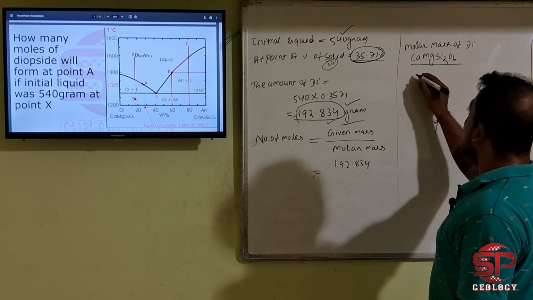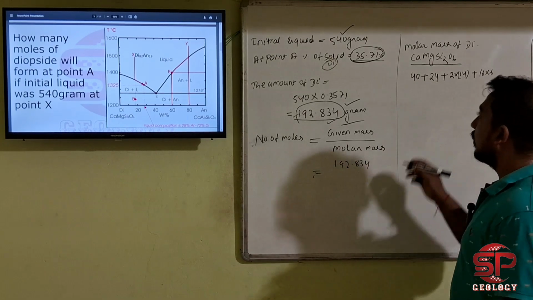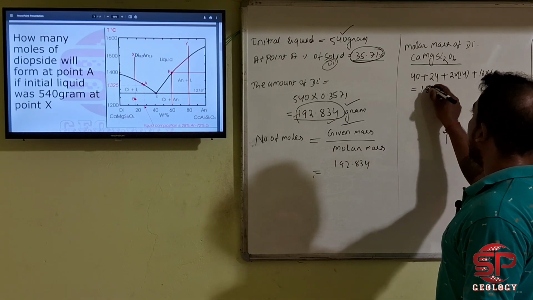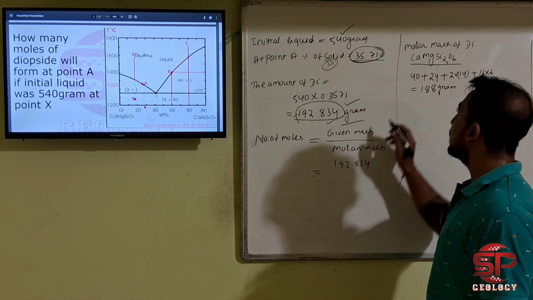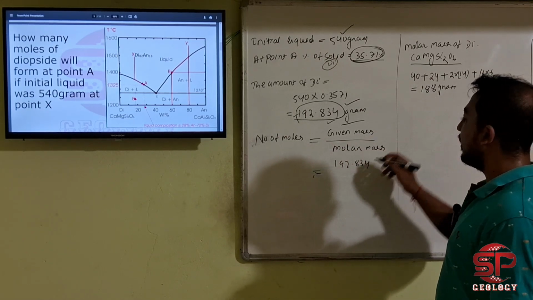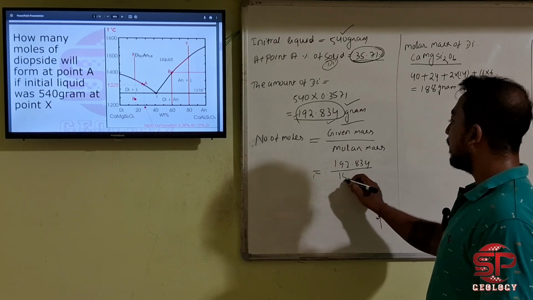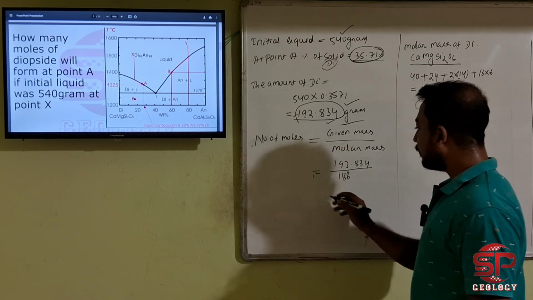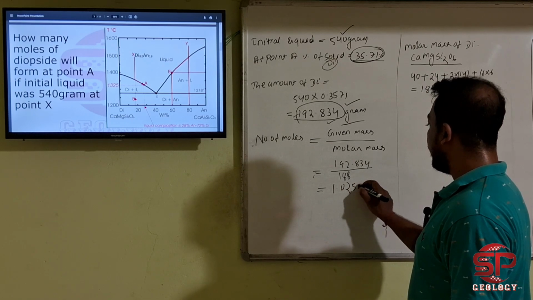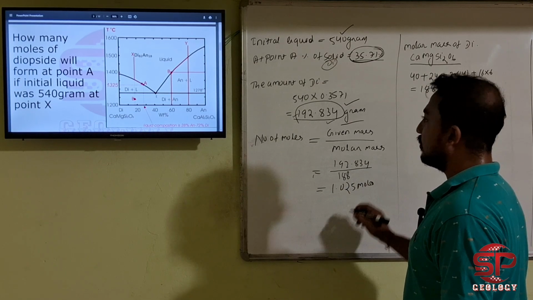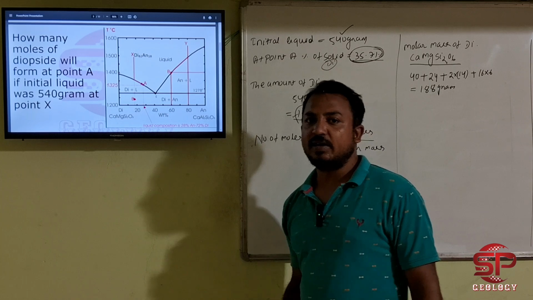CaMgSi2O6 will be 188 gram. So the number of moles will be given mass. The molar mass of diopside we have calculated is 188 gram. So it will be divided by 188. So it will be 1.025 moles. This much moles of diopside will form at point A.